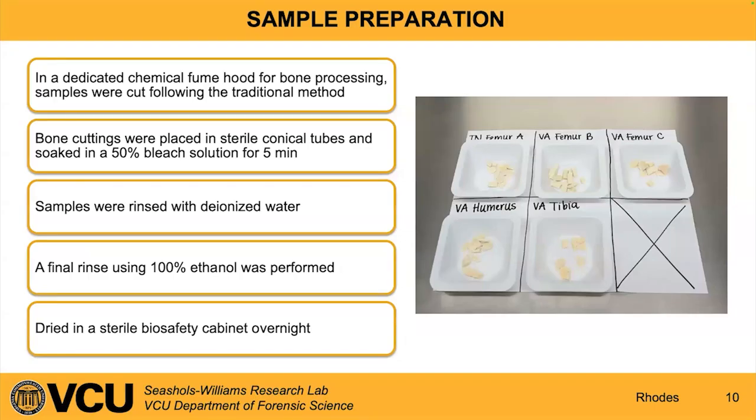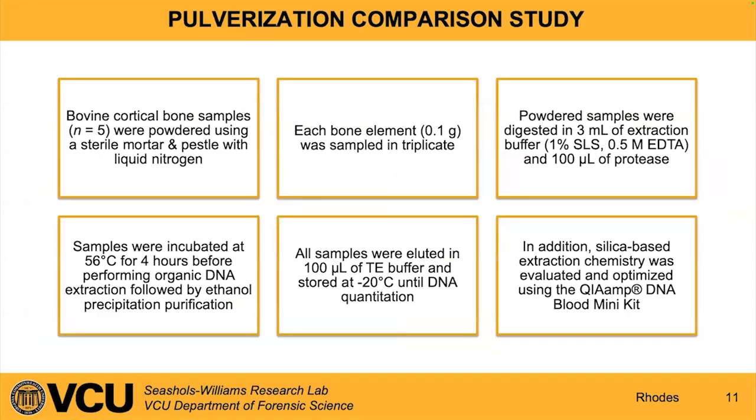For sample preparation in a dedicated chemical fume hood for bone processing, the samples were cut following the traditional method, in which the exterior surface area of the sampling site is sanded with a rotary tool, and a small window of bone from the midshaft region is then cut using a rotary tool with a diamond cutting wheel. After cutting, the bone pieces were placed into sterile conical tubes, and they were soaked in a 50% bleach solution for 5 minutes. Following that, they were rinsed with deionized water until the water was clear and no longer retained the smell of bleach. And then a final rinse of 100% ethanol was performed, allowing the samples to dry in a sterile biosafety cabinet overnight.